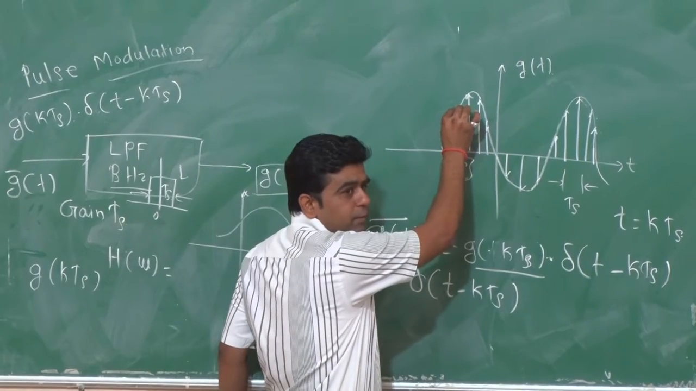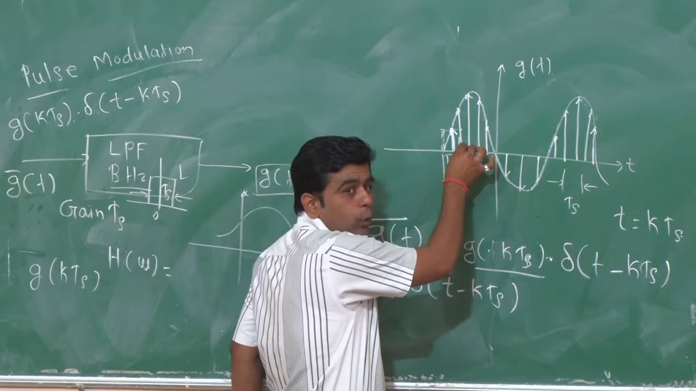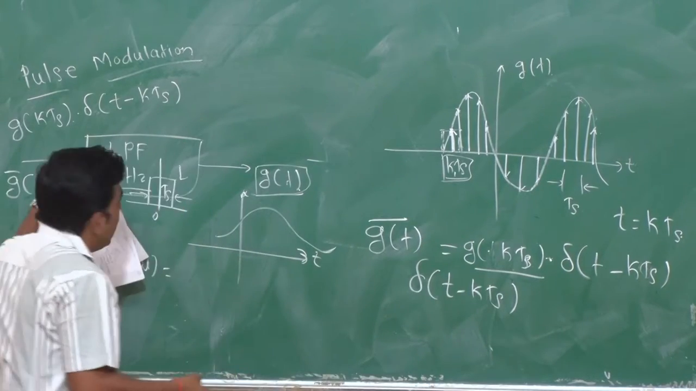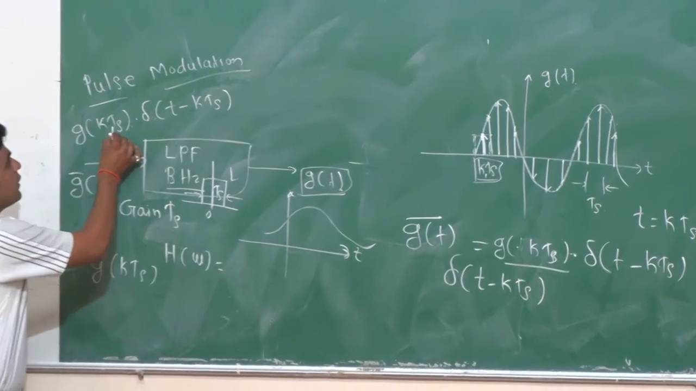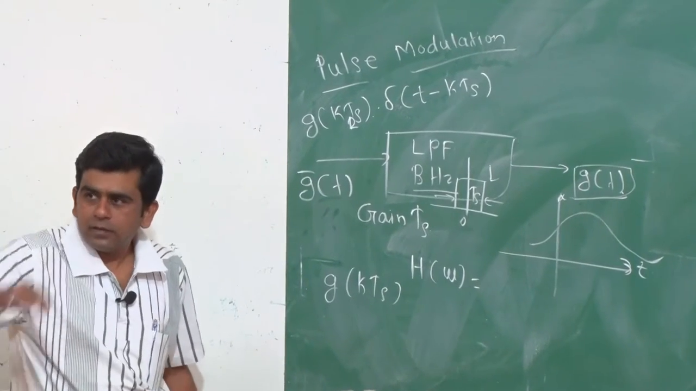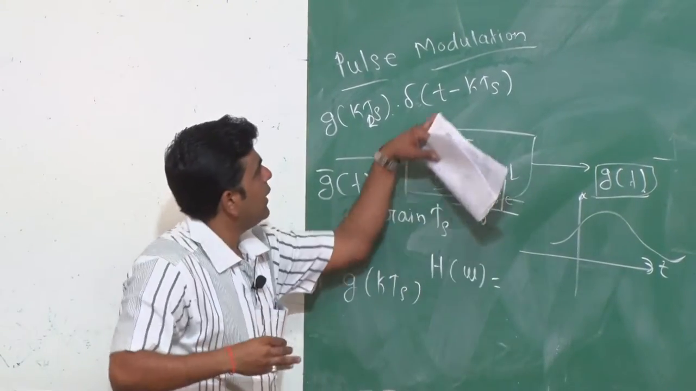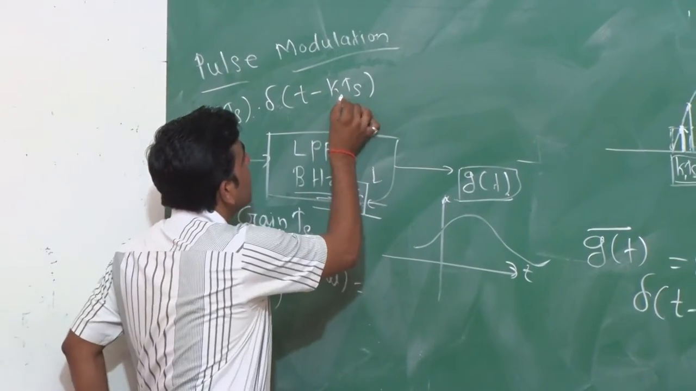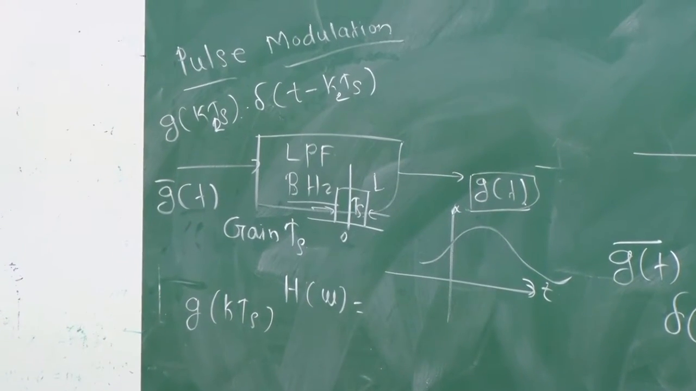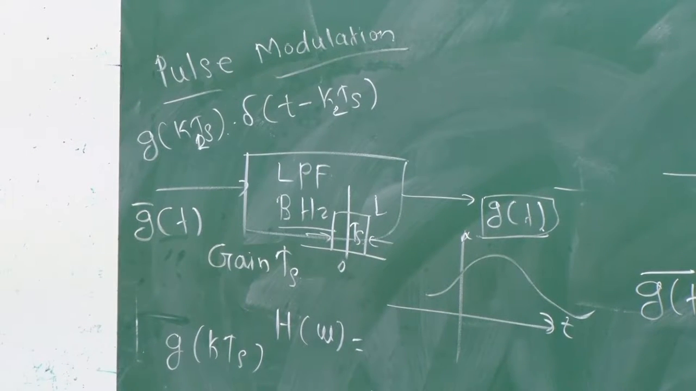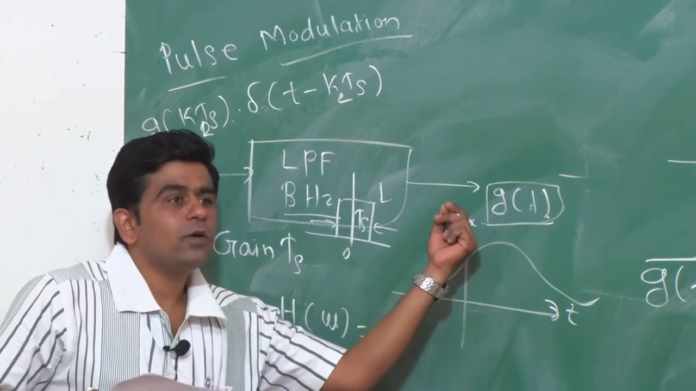See here, for the second sample value, here we have to represent this one as k1. This sample value is nothing but k2. At this point, at input, we will get a sample from g of t at time instant k2 Ts, a sample value from g of t, which is multiplied with your impulse signal which is shifted with the value of delta t minus k2 Ts. So finally we can say that at this time instant k2 Ts, we are having an impulse value with the height of sample value. Now this particular sample value is filtered by this low pass filter.